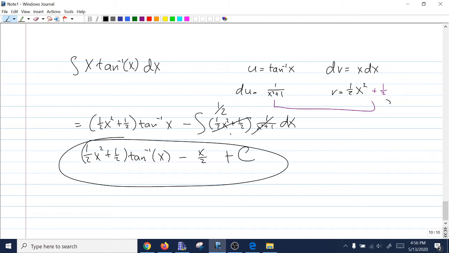Can you do it without noticing that putting a plus a half here is cute? You can. This is like the cutest possible solution.